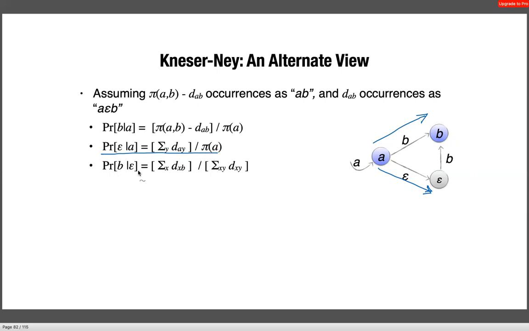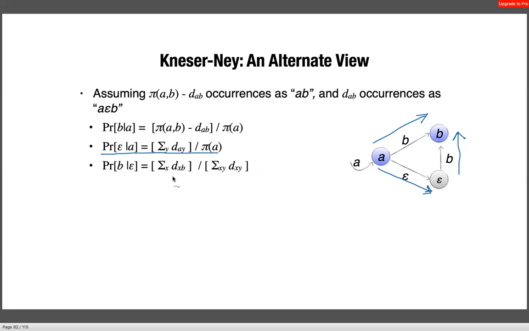And how about the probability of B given epsilon? The probability of B given epsilon is, in the numerator, similar to the previous probability, the summation over all x of DxB, because I'm moving to B, which means I'm eventually going to be remembering the context B. But I could be coming from any other x, so I need to sum over all x of DxB in the numerator, divided by, in the denominator, because it's B given epsilon, the sum over all x y of Dxy.